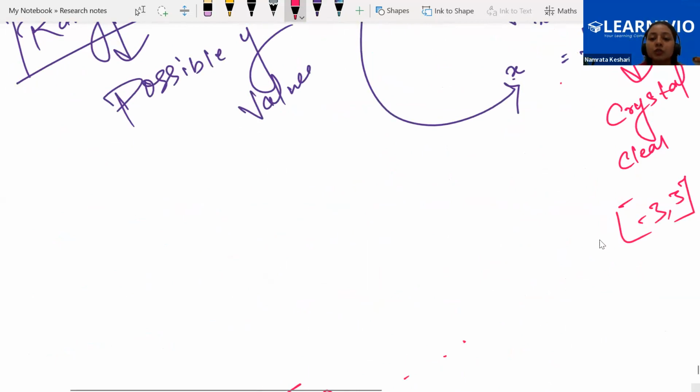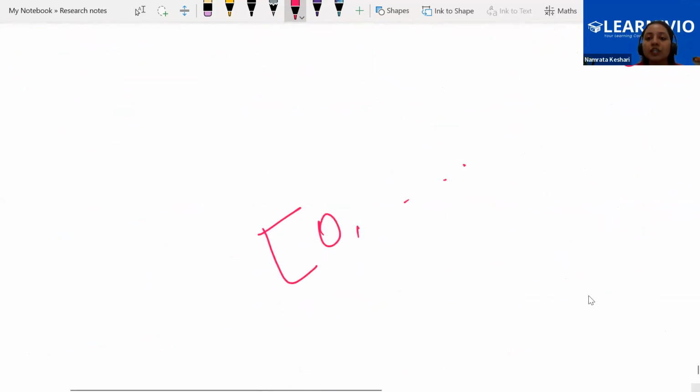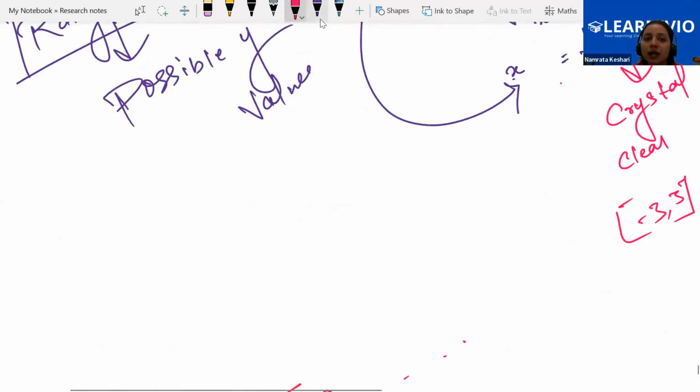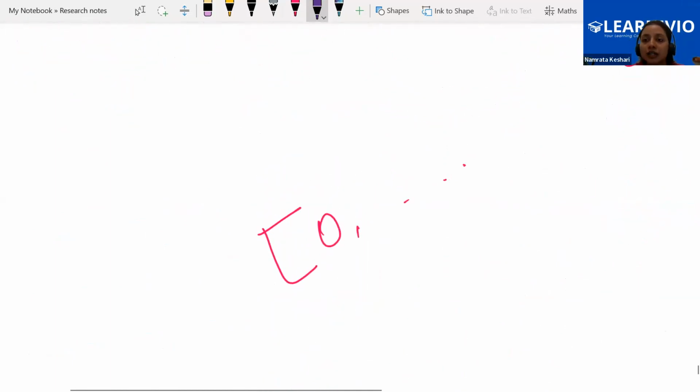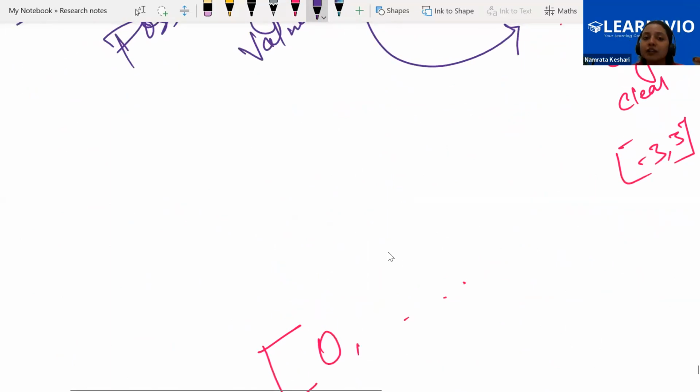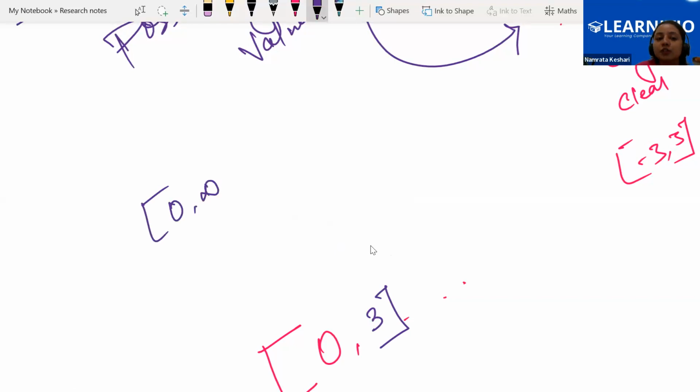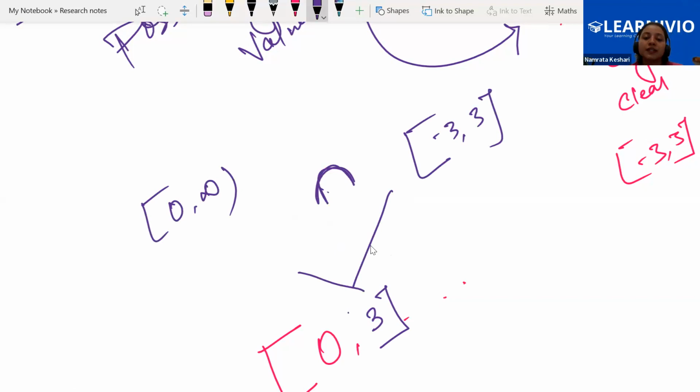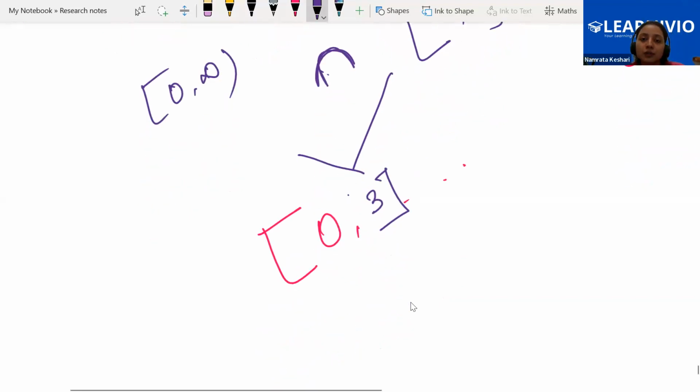So if we take the union of these two intervals, the combination, I'm saying union, I mean the intersection. This one and this one, the common part, that means the interval will be 0 to 3. Yes or no? Yes. One is representing 0 to maybe infinity. Another possibility is representing -3 to 3. So if you take the combination of these two intervals, are you landing at this place? Yes or no?